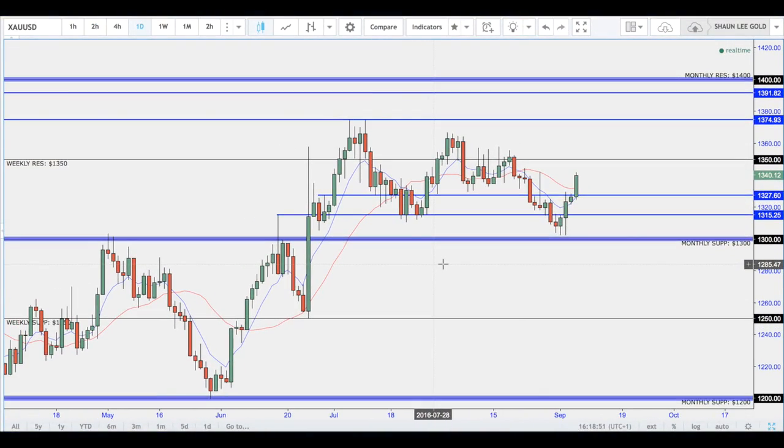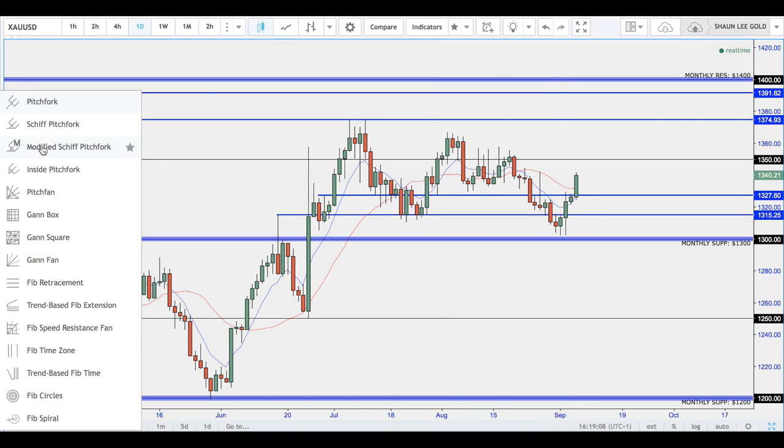Okay guys, we're going to go a little bit deeper onto the smaller time frames now, and I'm going to highlight what we need to really look for in terms of how to use Fibonacci as a confluence with our entry strategies. So we've got gold here in front of us on the daily, and I just want to recap from the last video.